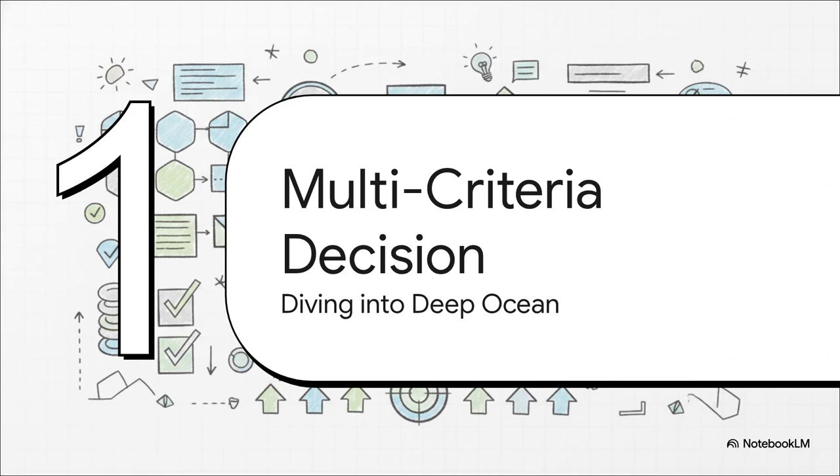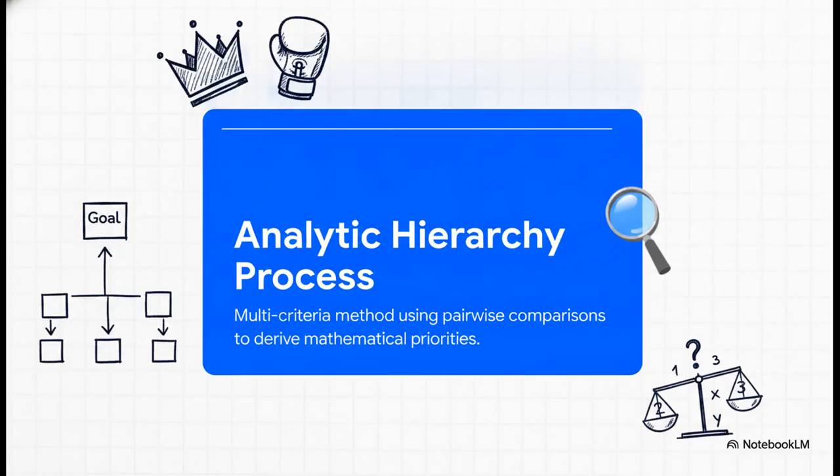Moving on to Section 2, Multi-Criteria Decision-Making. This is where we are diving into the deep ocean. The heavyweight champion down here is the Analytic Hierarchy Process, or AHP, developed by Thomas Saaty. AHP is built for those heavily complex, multi-stakeholder decisions, where your criteria are just incredibly difficult to quantify directly. So instead of wildly guessing at weights, it decomposes the decision into a hierarchy, starting from your main goal all the way down to specific criteria and alternatives.